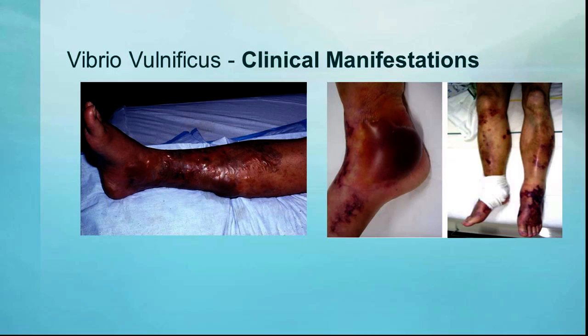And that's an idea of what it looks like, the hemorrhagic bullae on the left, and then you can see the big picture of the bullae and the necrotizing fasciitis in that left foot there. So if you see violaceous, purplish looking, bullous lesions, you should suspect Vulnificus.